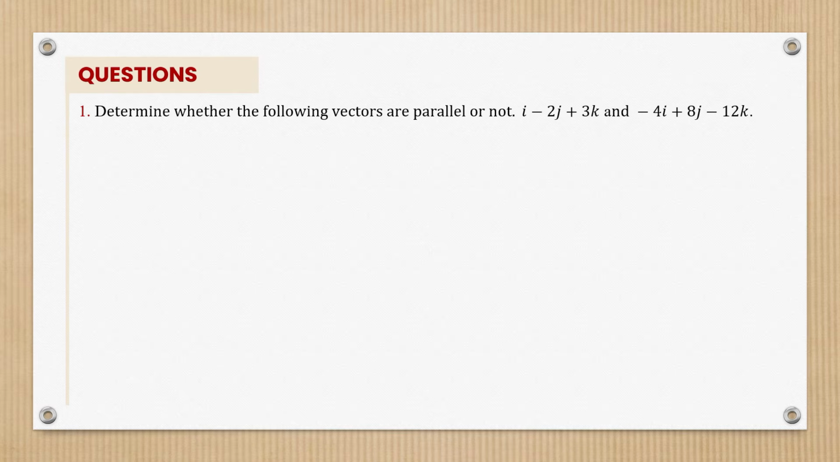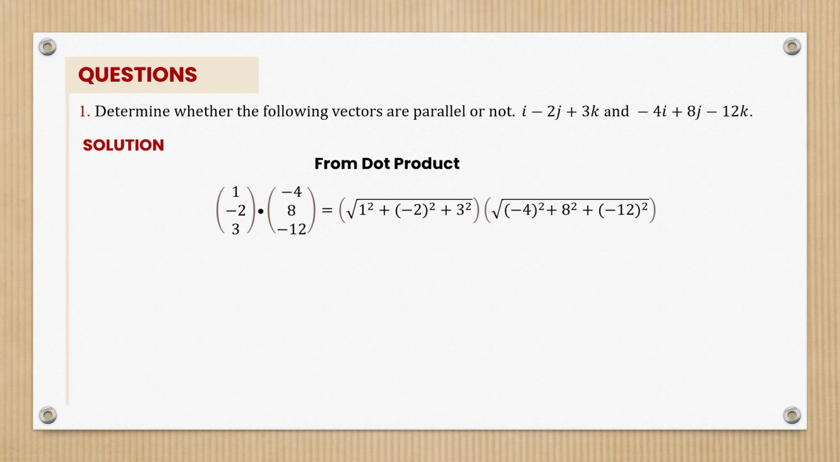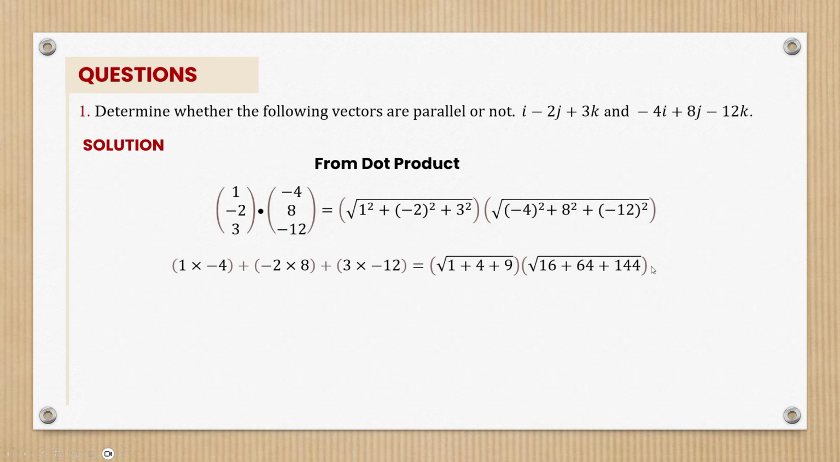Let's look at a question. Determine whether the following vectors are parallel or not: i minus 2j plus 3k and -4i plus 8j minus 12k. Now from the dot product, this is what we're going to have. These are the two vectors, and this is being equal to the product of the magnitudes. Now if the two values are equal, then they are parallel.